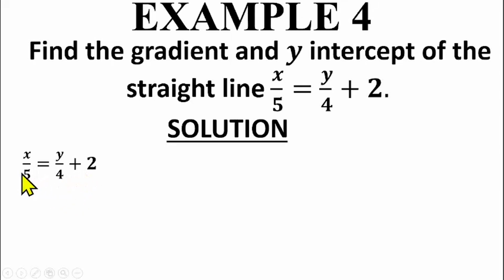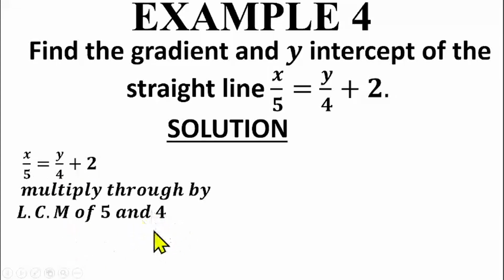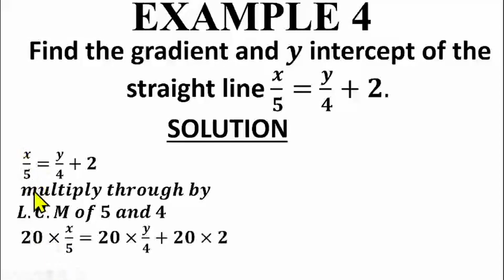And how can we remove that? By finding the LCM of 5 and 4. Then we multiply through by the LCM. So what is the LCM of 5 and 4? That should be 20. So we now multiply each of these by 20 so that it can help us to clear the denominators. So if I multiply this by 20, I'll have 20 times x/5 equals 20 times y over 4 plus 20 times 2.